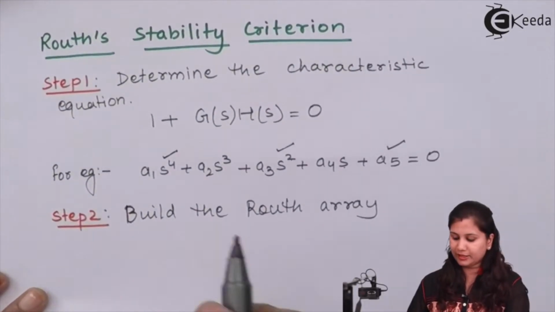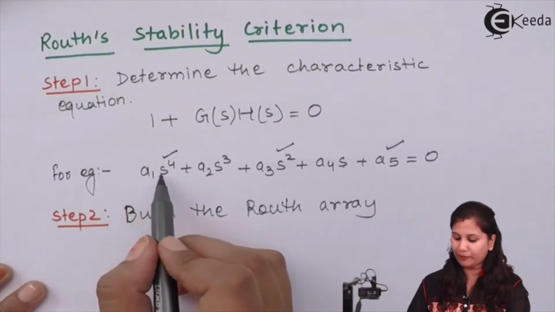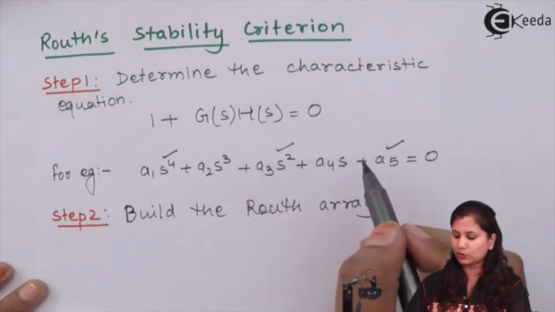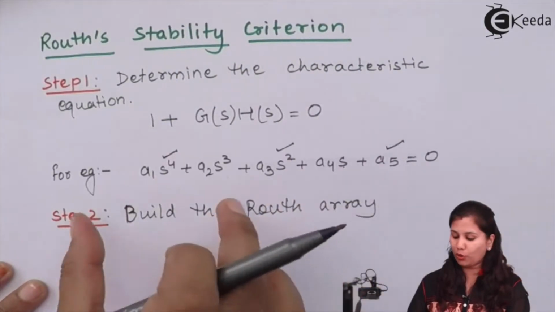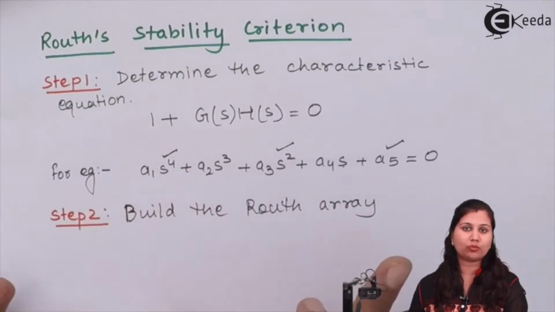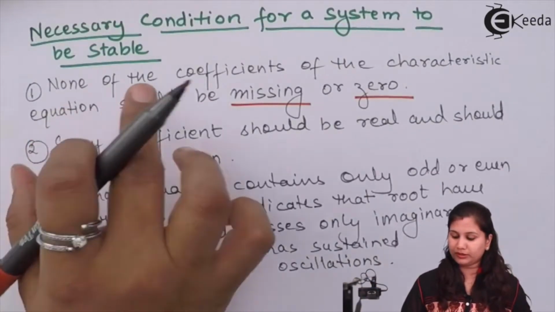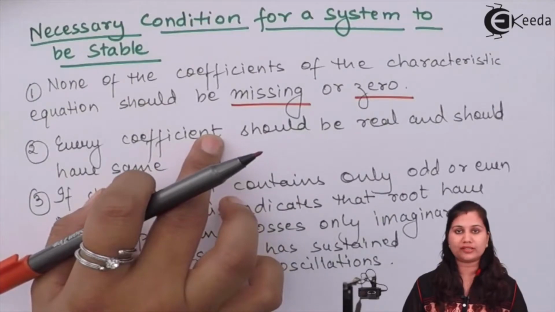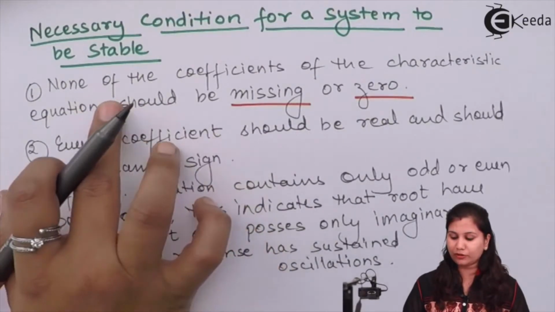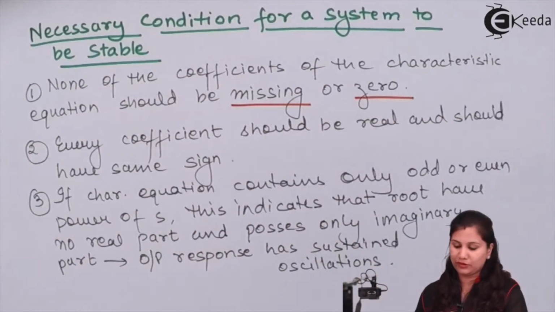In this characteristic equation, all the powers of s are present. Starting from s^4, we have s^3, s^2, s^1 and s^0. So all the coefficients are present. No coefficient was missing and none of the coefficients was 0. So this is the necessary condition for a system to be stable: none of the coefficients should be missing or 0 in the characteristic equation.